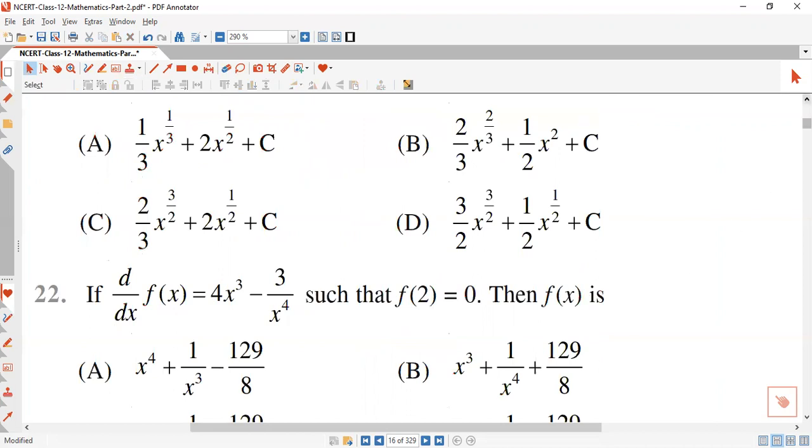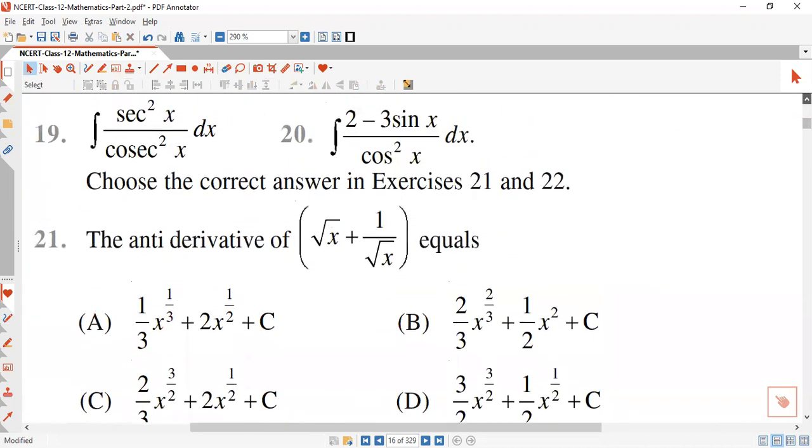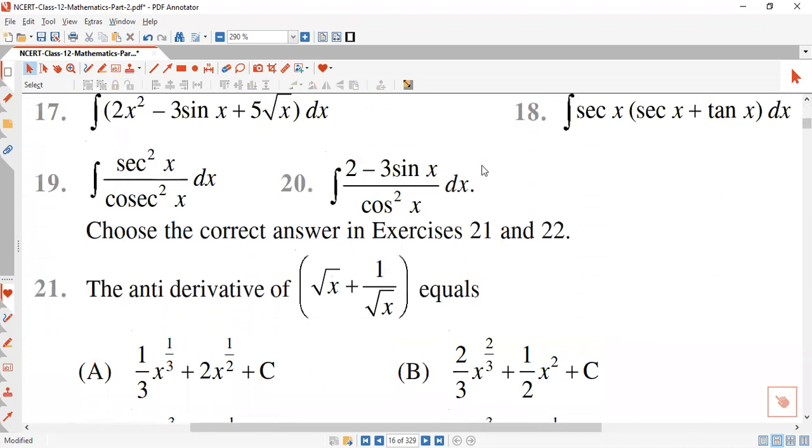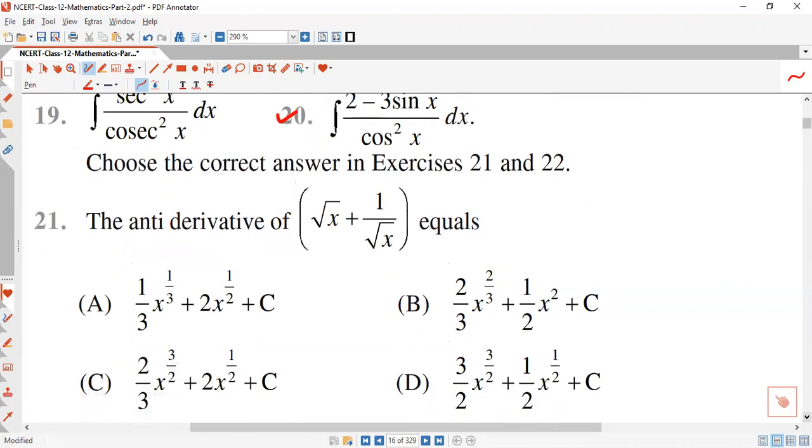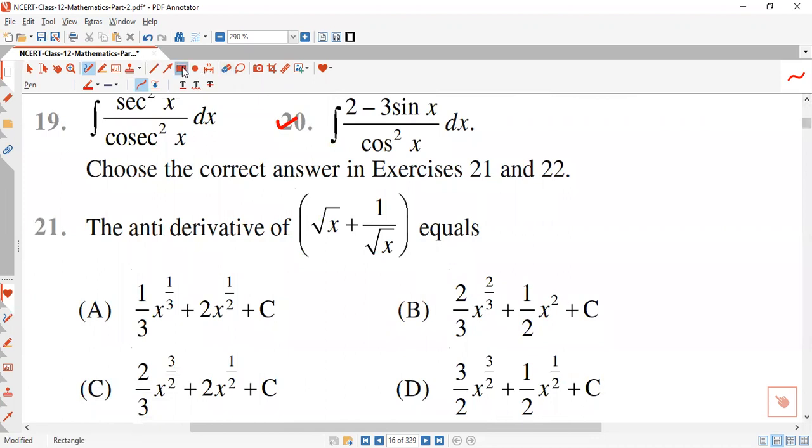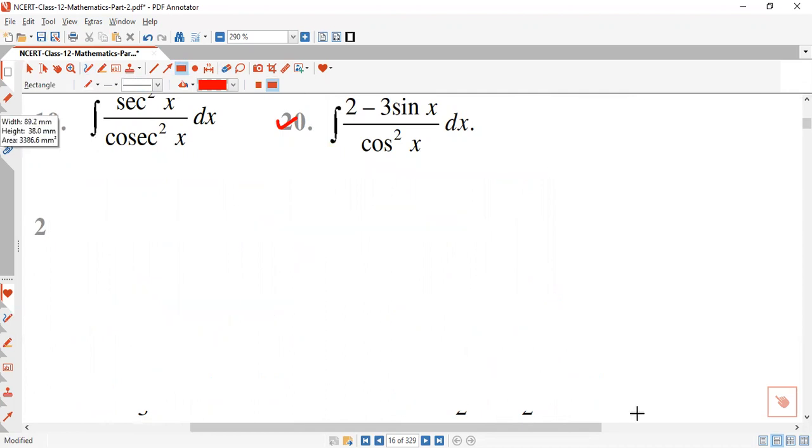So now the next question we see. Okay, question number 20: integration of 2 minus 3 sin x upon cos square x dx. In the numerator we have 2 minus 3 sin x, and in the denominator we have cos square x. So in this question, first we separate the terms.